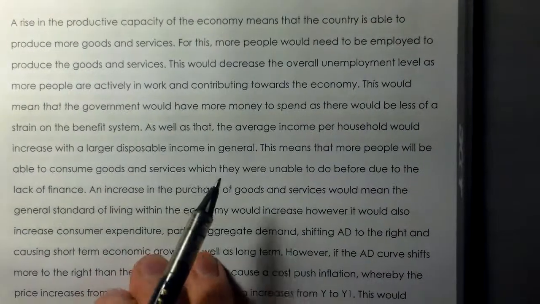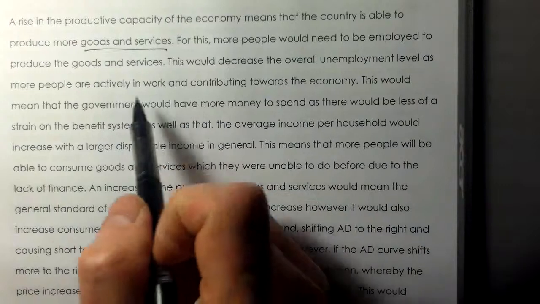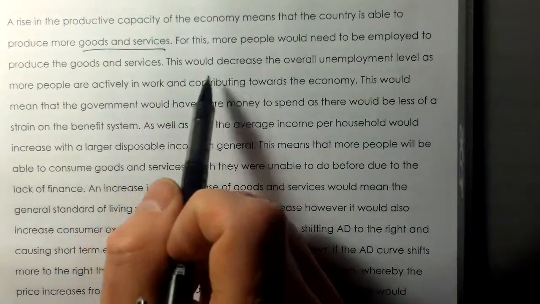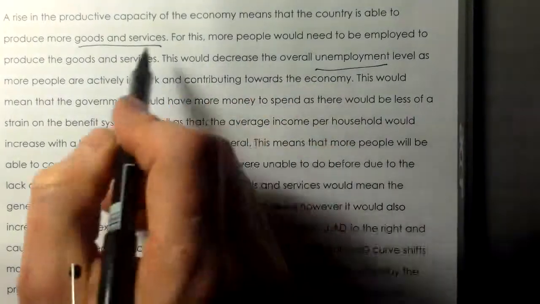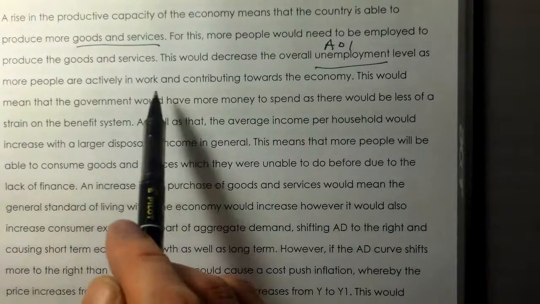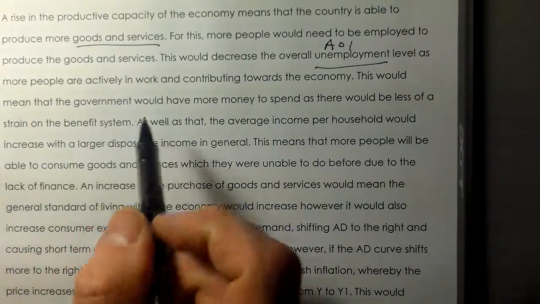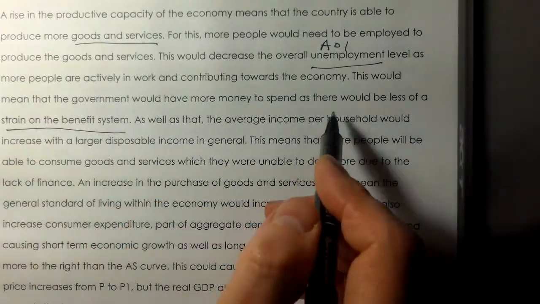A rise in the productive capacities. For this, more people would need to be employed, so to produce the goods and services, this would decrease the overall unemployment level. So we've got a reduction in unemployment as being the benefit here. As more people are actively in work contributing towards the economy, this would mean the government would have more money to spend, as there would be less of a strain on the benefit system.